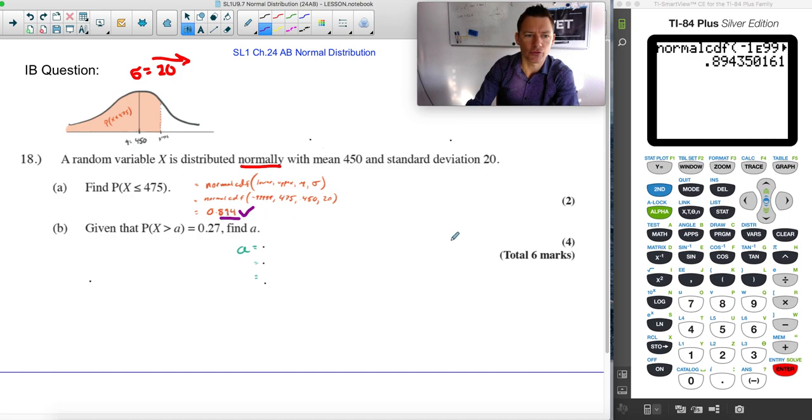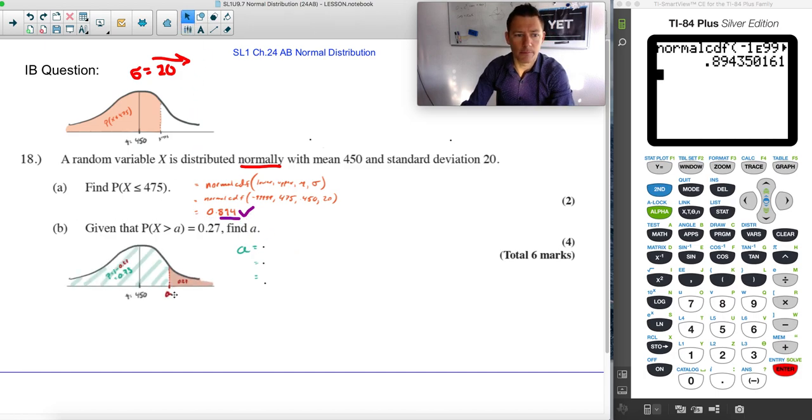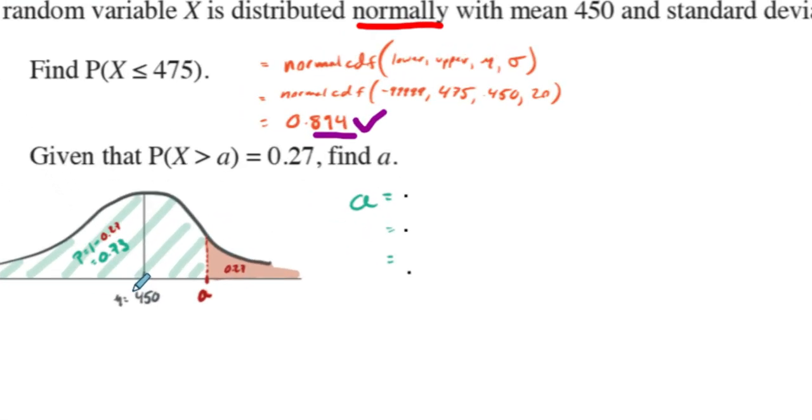3 significant figures. Okay, so next part is given that the probability of getting a height bigger than A is 0.27, find A. Okay, well, I'm going to draw this again, right? And so we're looking for some value A, where the probability of getting a length bigger than A is 0.27. So this side is the 0.27.